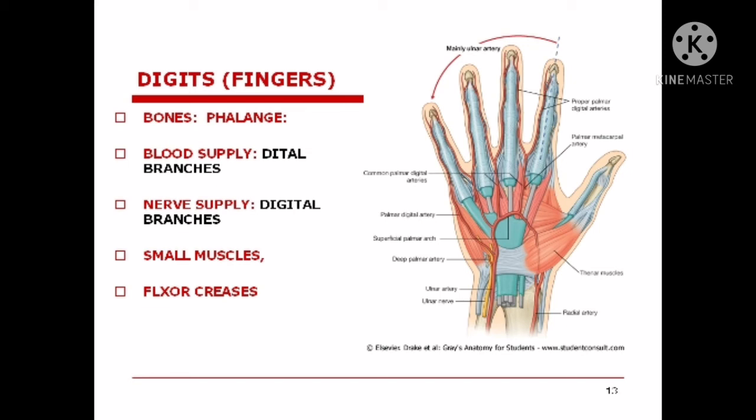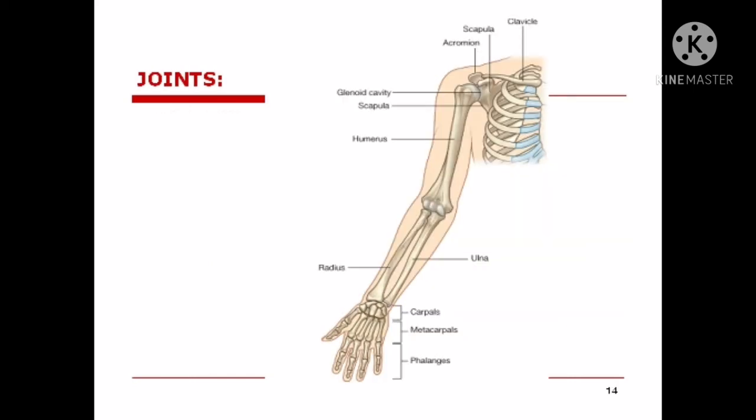The flexor creases are the creases in the hand. They are present at the bony joint points. The joints of the upper limb from above downward are the sternoclavicular, the acromioclavicular, the shoulder joint, the elbow joint, the wrist joint, the intercarpal joints, the carpometacarpal joints between the carpus and the metacarpals, the metacarpophalangeal joints, the joints between the phalanges and the metacarpal bones, and the interphalangeal joints.